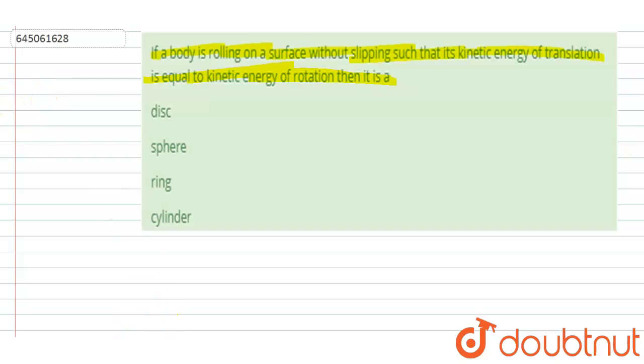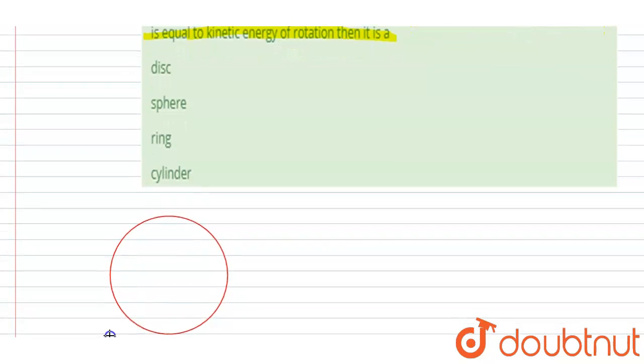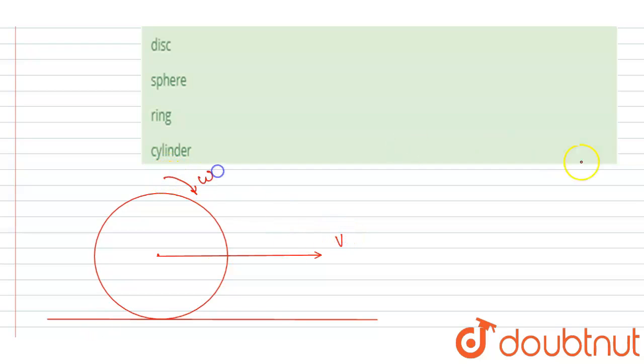So if I draw a body like this, this is a body and it is said that it is rolling on a surface. So let's make a surface also. This is the surface on which it is rolling. So if you see, let us say the velocity of its center of mass is v and the angular velocity is omega.